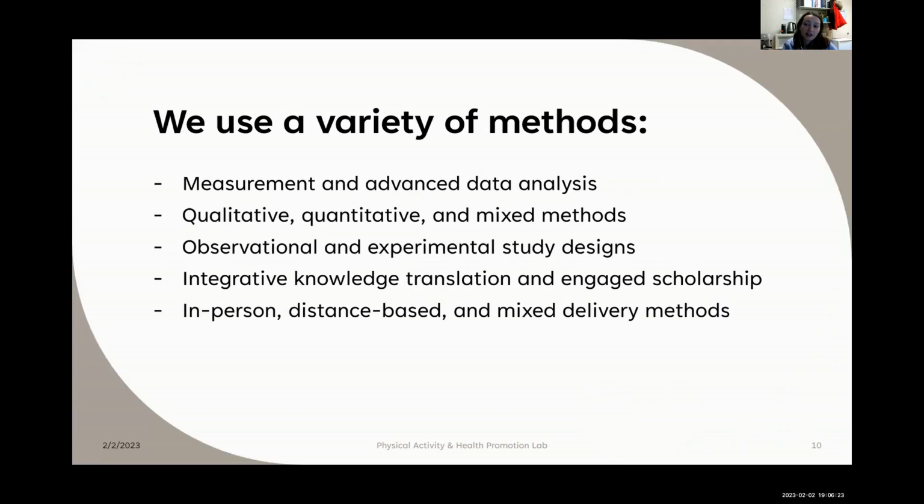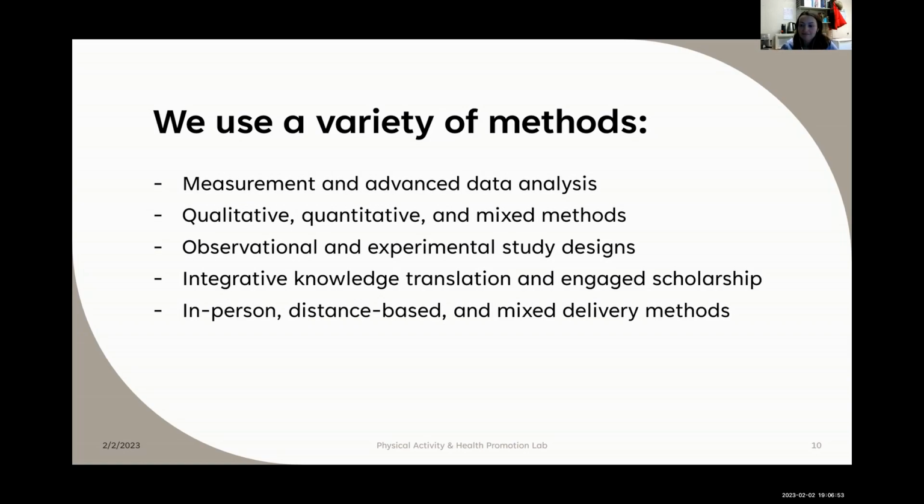And we do this using a variety of methods, which I feel is really great if you want to test out research and you're not entirely sure what you like to do yet. So in our lab, we use participants' words and numbers to understand their experiences, as well as observational and experimental studies, partnerships and collaborations with organizations and research users. And we deliver our programs and our resources using different methods to increase accessibility and acceptability.